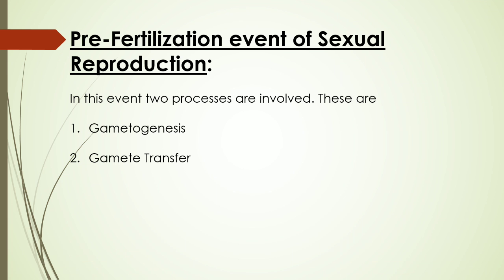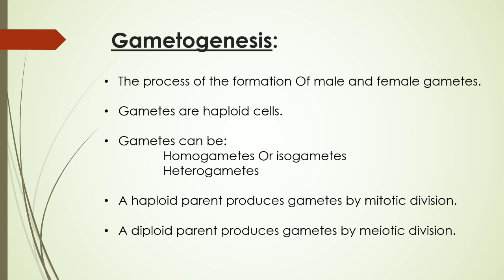In this event, two processes are involved. These are gametogenesis and gamete transfer. Now, what is gametogenesis? The word gametogenesis is made up of two words, gamete and genesis. Genesis means formation. So, the word itself denotes that gametogenesis is the formation of male and female gametes.